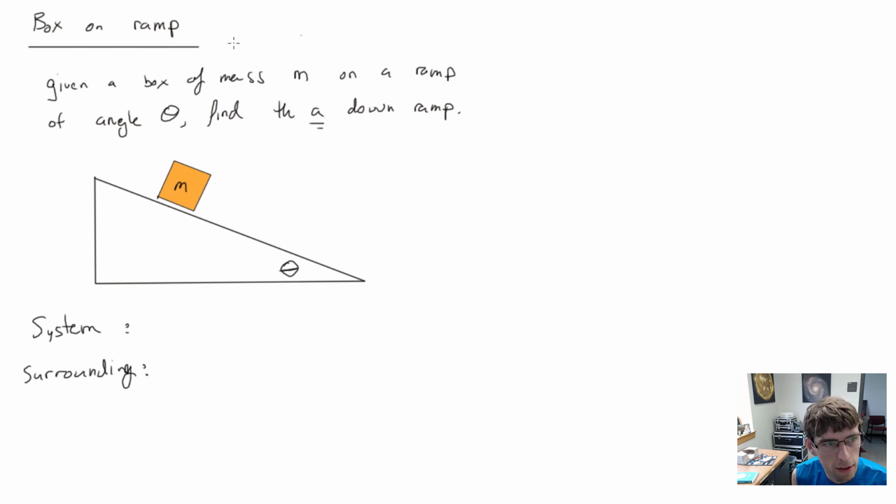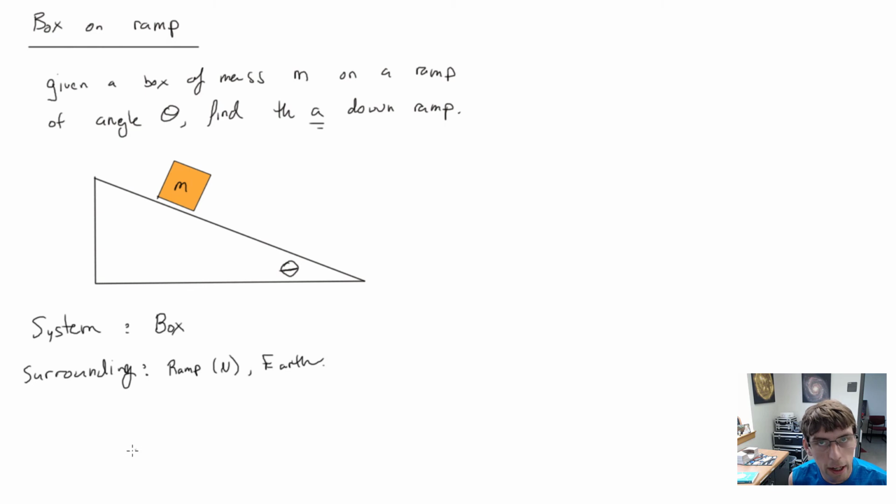Here again, I think that probably the best choice of system would be the box, since that's the object that's accelerating and experiencing a bunch of forces. And the surroundings, we've got, again, two objects. We'll start with the ramp, and I'll put in the normal force. That's the force that the ramp exerts on the box. And then we have gravity, so I better put Earth in here. Good. So those are the two ideas that we have here.